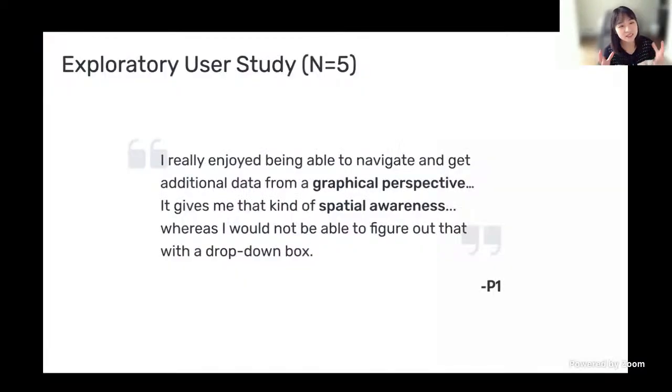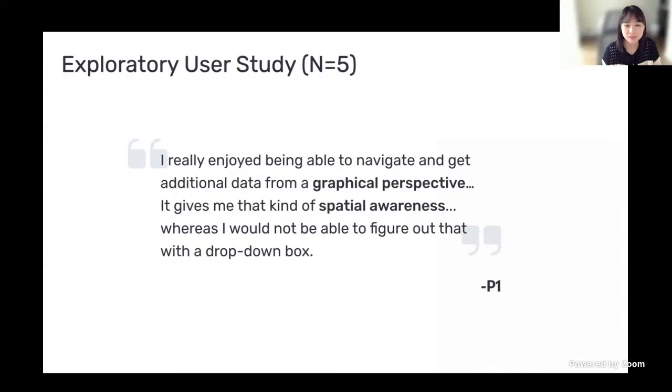So beyond enabling new interactions, users also appreciated the enhanced graphical perspective and spatial awareness. As one user put it, I really enjoyed being able to navigate and just get additional data from a graphical perspective. It gives me that kind of spatial awareness, whereas I would not be able to figure out with the drop-down box.